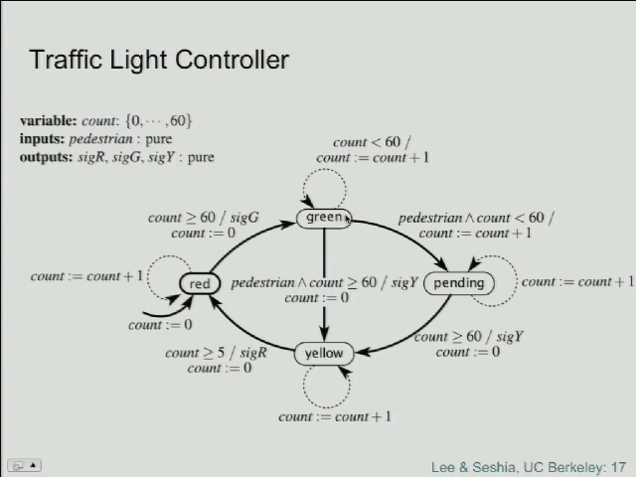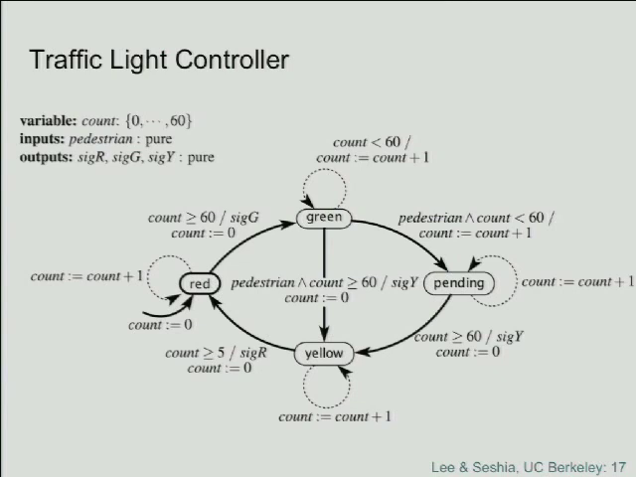That's distinct from this default transition, which occurs if the count is less than 60 and does change the state of the system by updating the count variable. That's not a stuttering transition because it changed the state. Okay?